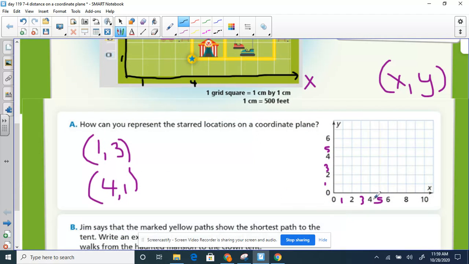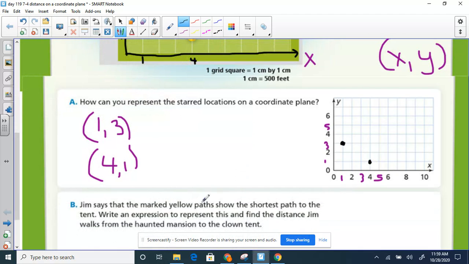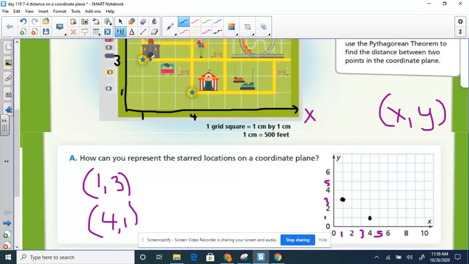So let's put them over here on this graph. We've got 1, comma, 3, and 4, comma, 1. And GPS uses coordinates very similar to this. They use latitude and longitude. But 4, comma, 1 is right here. And Jim says that the marked yellow paths show the shortest path to the tent. So let's just look at that. What he means, and I'll put this in my yellow right here, is that the shortest distance from this start point to this point would be going across and then down.